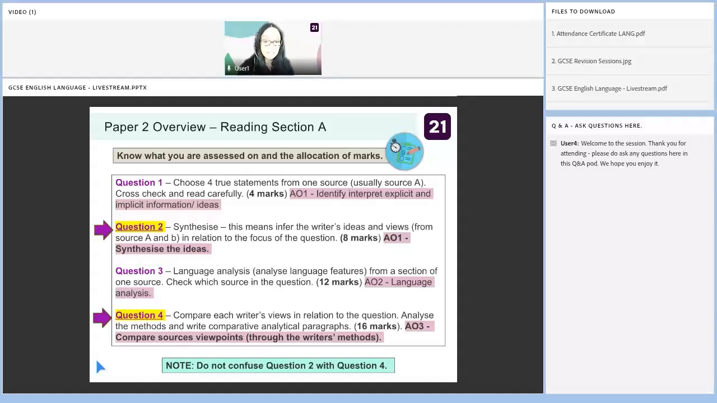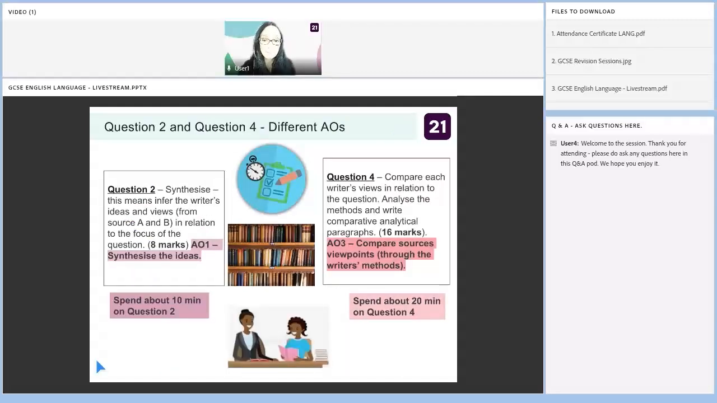Question 4 is the different skill. This is where you are comparing each writer's viewpoints in relation to the focus of the question. Do be aware that it's different to question 2 because you're analysing the writer's methods and how those methods are used to show the viewpoints of each writer. And it's worth 16 marks. So lots of students tend to confuse question 2 and question 4. So let's concentrate on those 2 and have a look at how they're different.